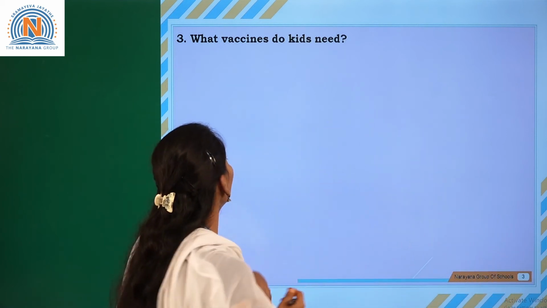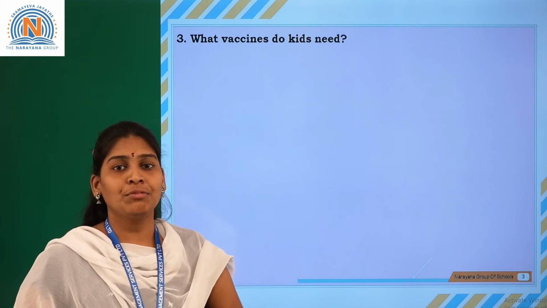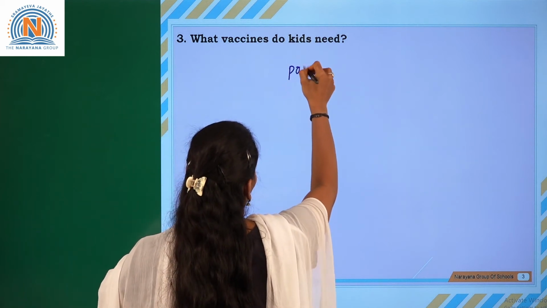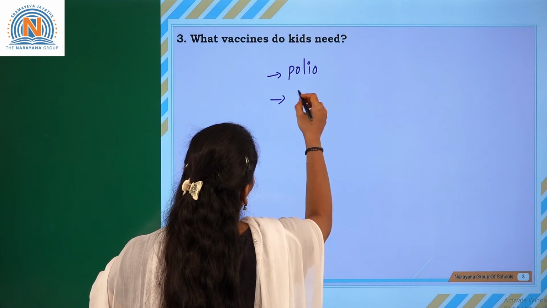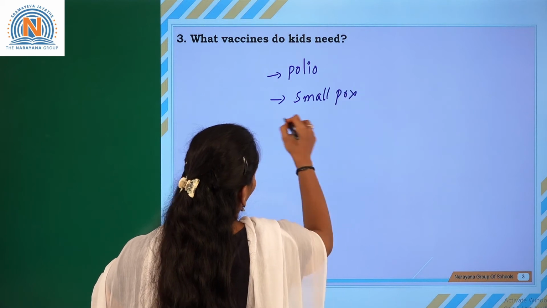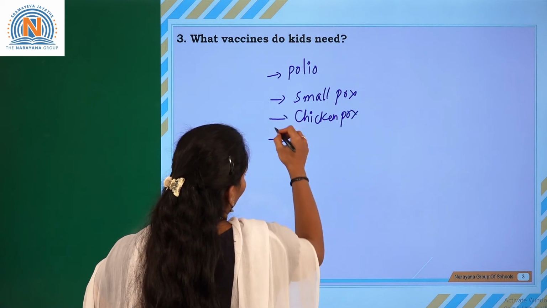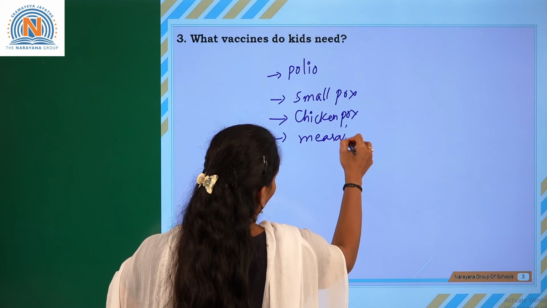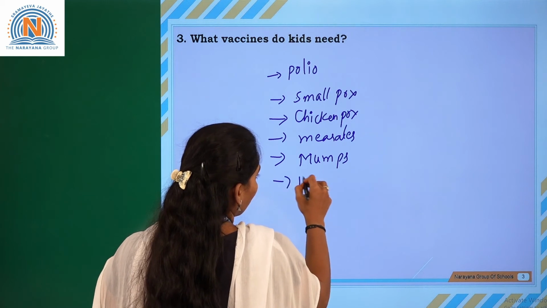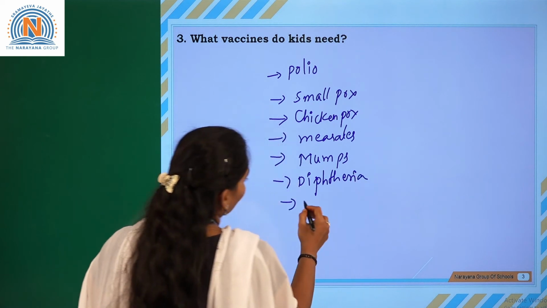The next question here is, what vaccines do kids need? Definitely kids need vaccines for avoiding dangerous diseases like polio, and we can write smallpox, chickenpox, measles, mumps, diphtheria, whooping cough.